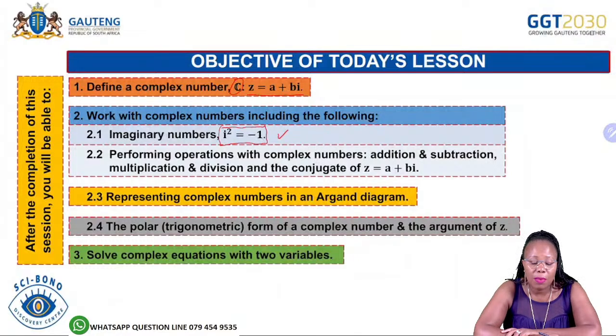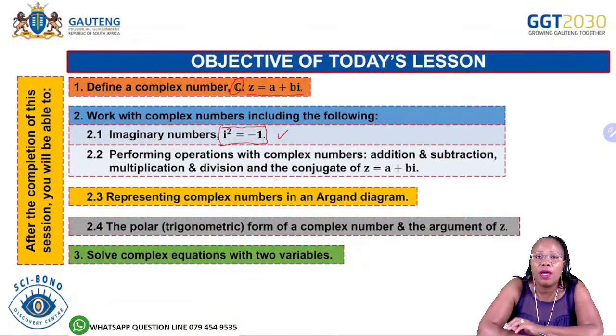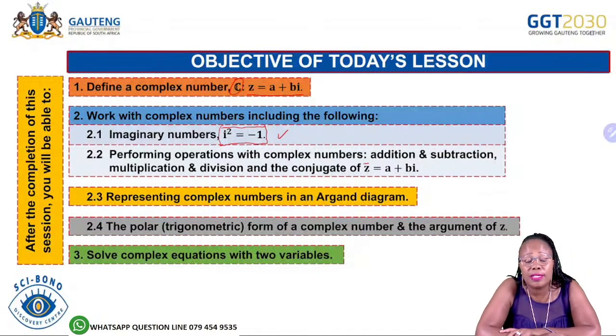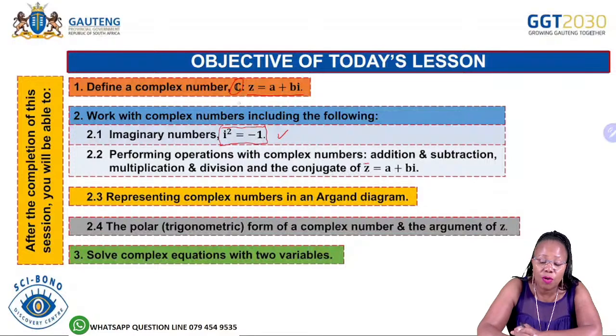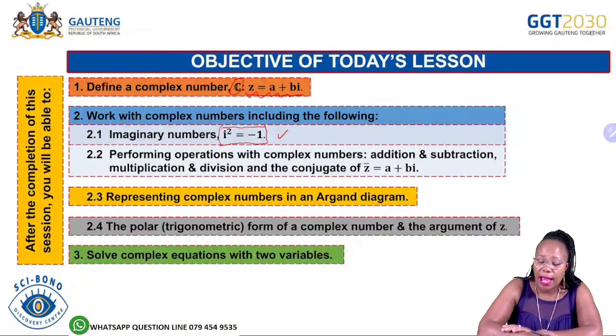And then we must also be able to work with complex numbers, including performing operations with complex numbers like addition, subtraction, multiplication, division, and together with the conjugate of a complex number. And when we note a conjugate, we put a dash on top of Z to show that this is now a conjugate. Remember, an original is just Z equal to A plus BI. And then also including representing complex numbers in an Argand diagram.